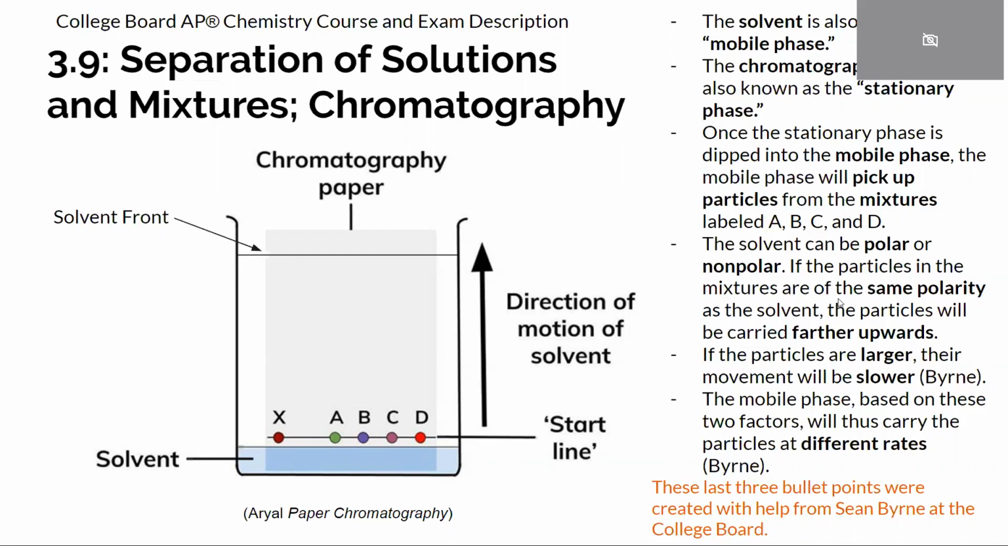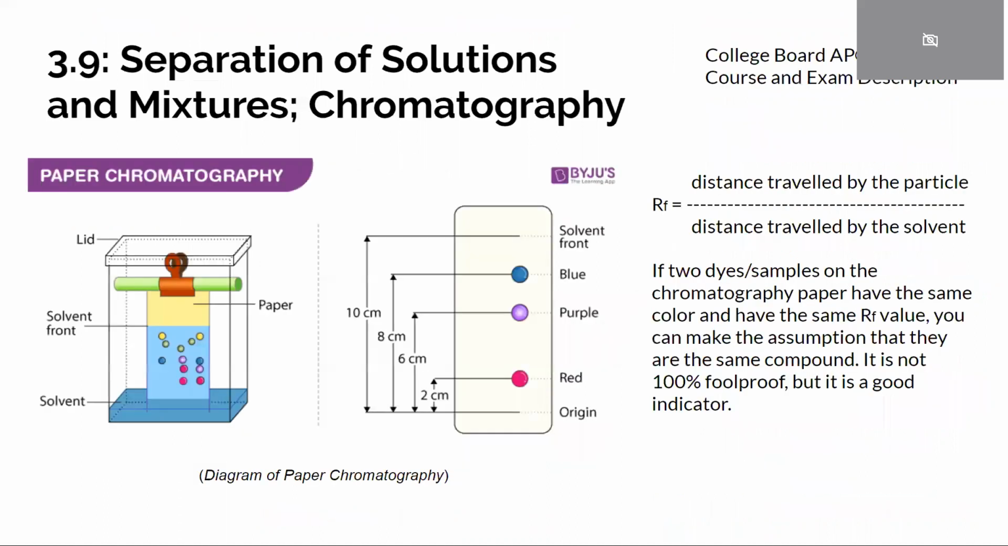And so if the particles are larger, their movement will be slower, so they won't move up as far, or they might just move slower. And the mobile phase, based on these two factors, will thus carry the particles at different rates. Just for credit purposes, these last three bullet points were created with help from Sean Byron at the College Board.